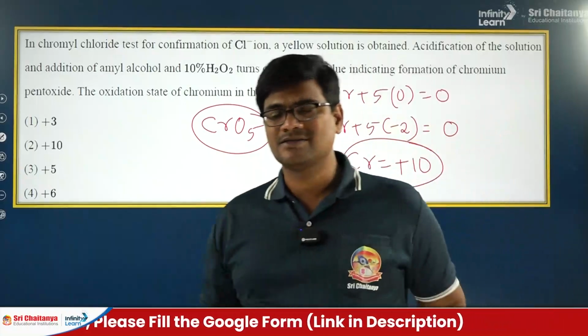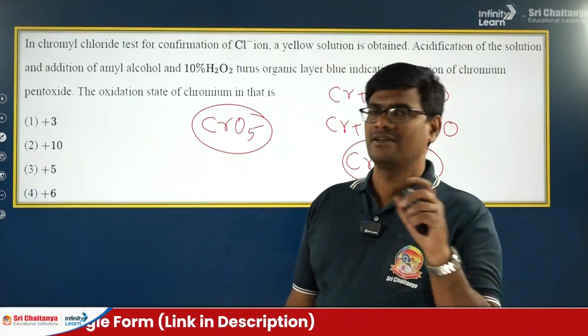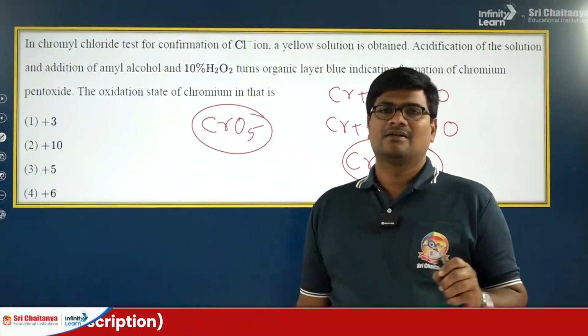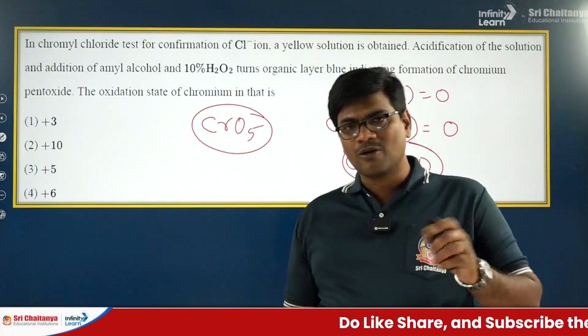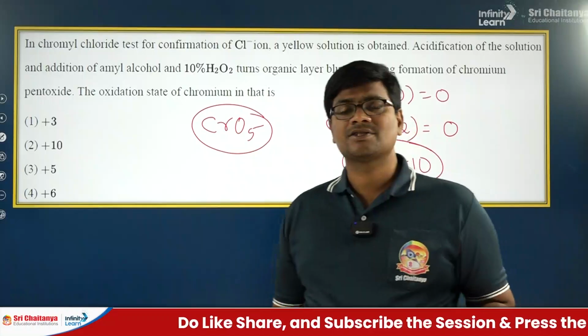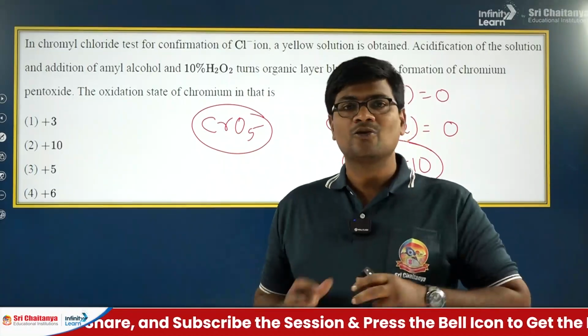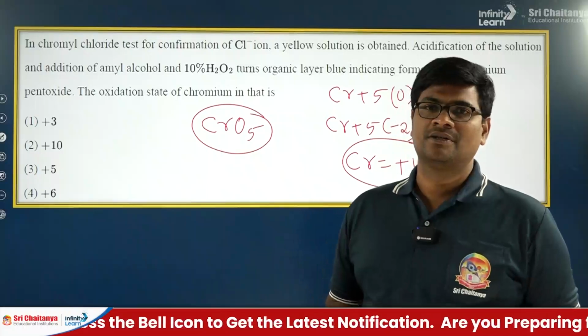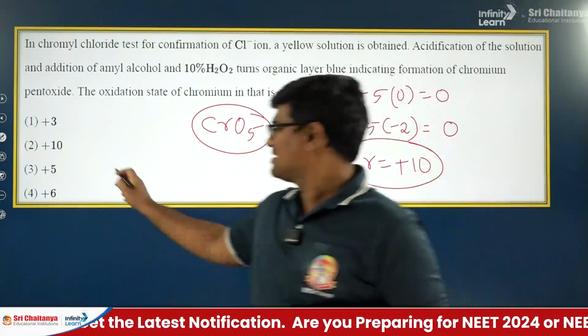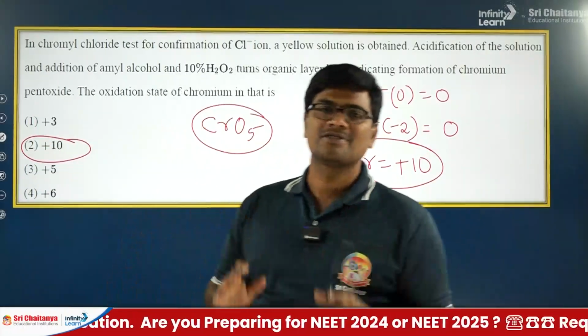Does any element have the plus 10 oxidation state? It is impossible. Here, the maximum possible oxidation state is plus 8 only. For chromium, what is the maximum possible oxidation state? Plus 6 only. It's group number 6. Therefore, plus 10 is wrong. Here plus 10 is there, so the second option is wrong.